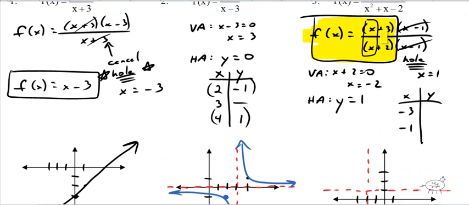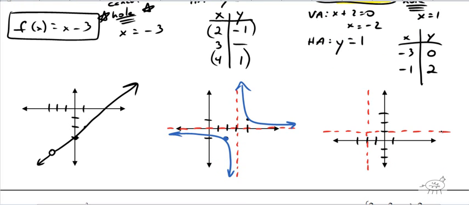I'm not going to worry about that x minus 1 because it cancels, and I know I have a hole there. So if I plug a negative 3 in there, I get negative 3 plus 3 is 0 over negative 1. So that actually gives me 0. And I put negative 1 in there. Negative 1 plus 3 is 2. 2 over 1 is 2. So those are my 2 points I'm going to plot. So let's do that. Negative 3, 0 is here. And negative 1, comma 2 is here.